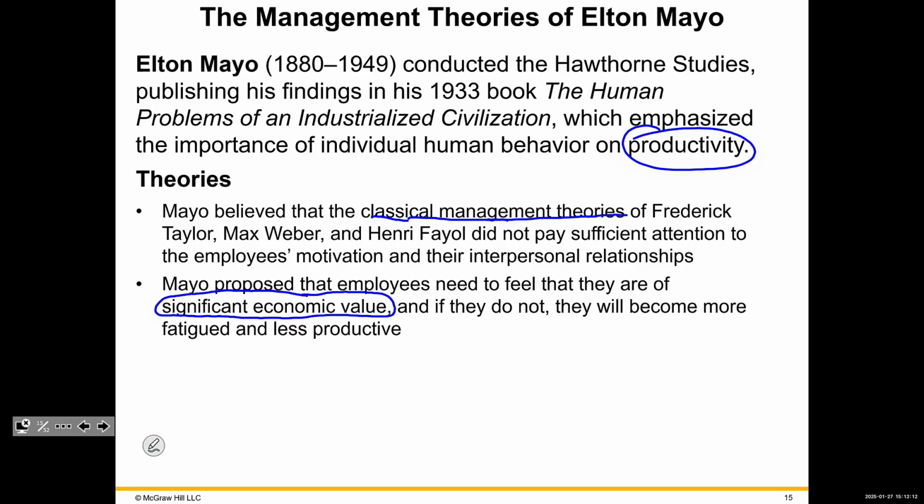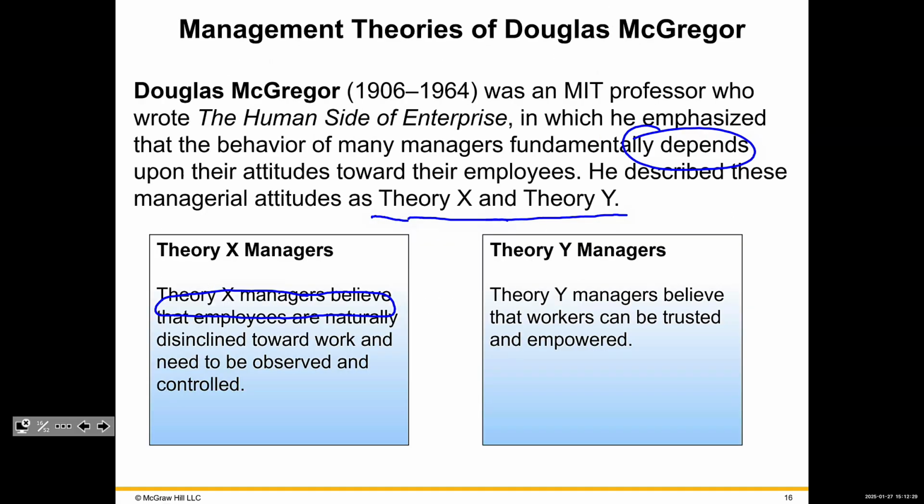Right? And so otherwise they'll get tired and be less productive. But lately we see that a lot of employees want work-life balance, right? And so that's a good thing to kind of say that you're not fatigued, but does that give you significant economic value? So we have Theory X and Theory Y managers. So Douglas McGregor, right? He was an MIT professor and he did The Human Side of Enterprise.